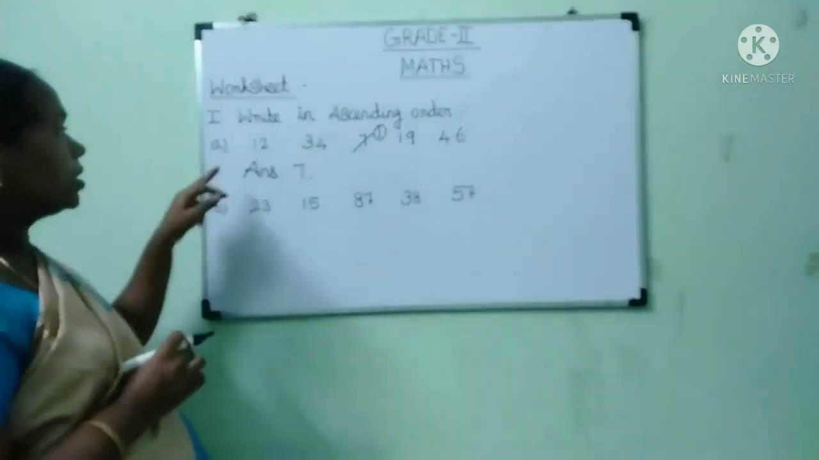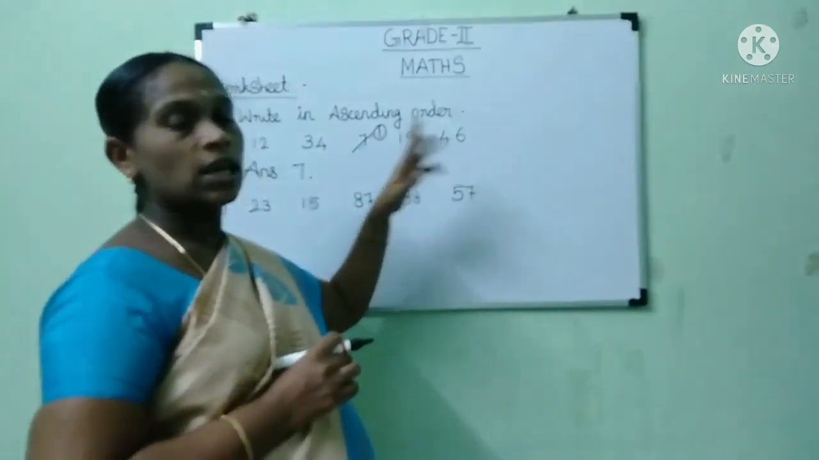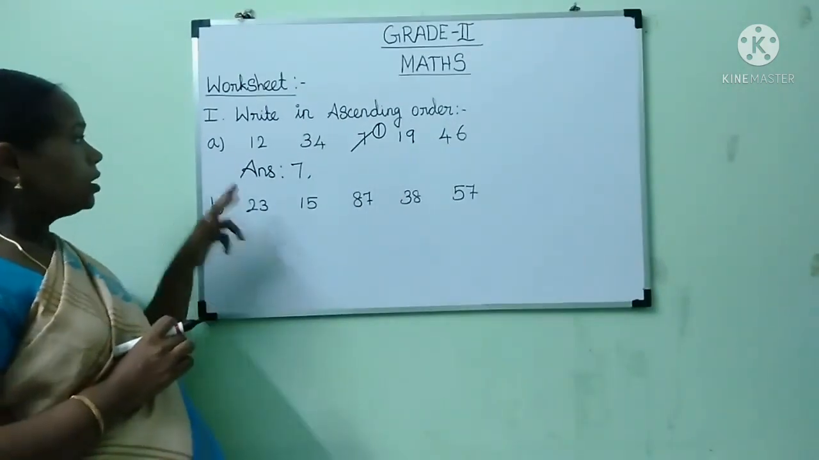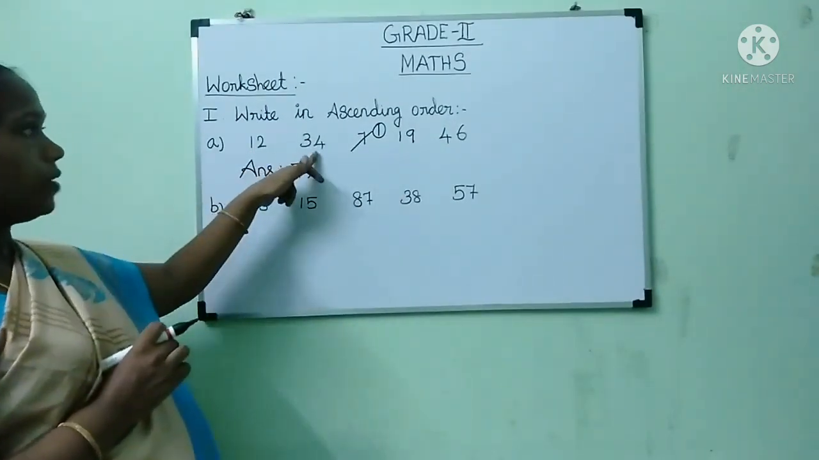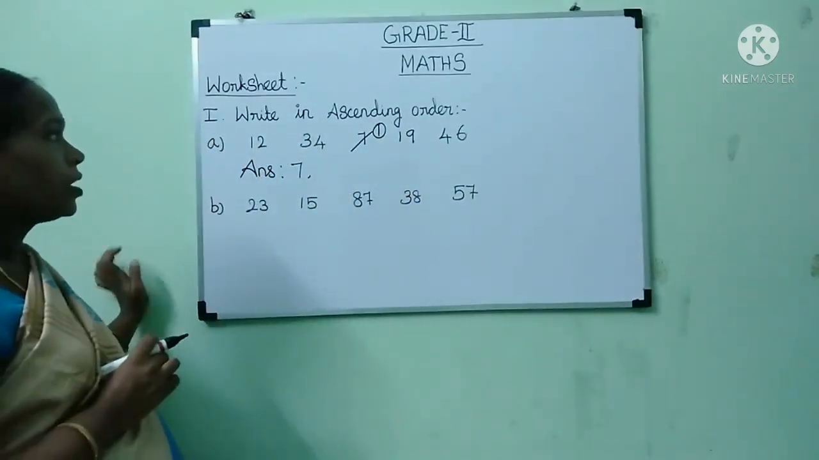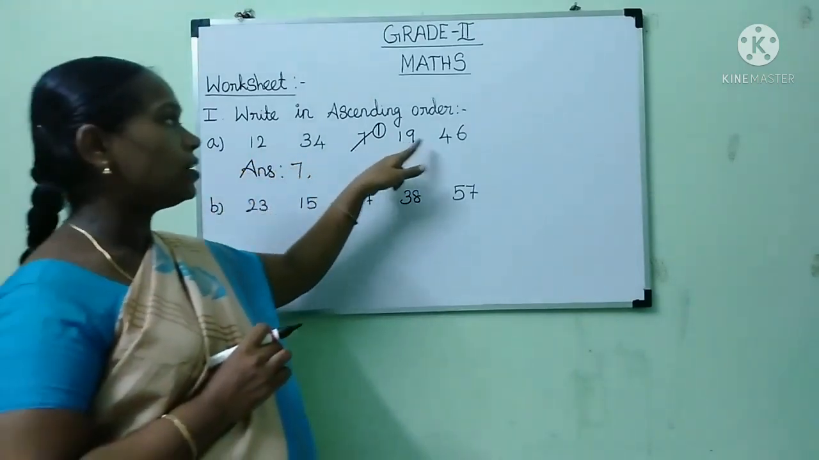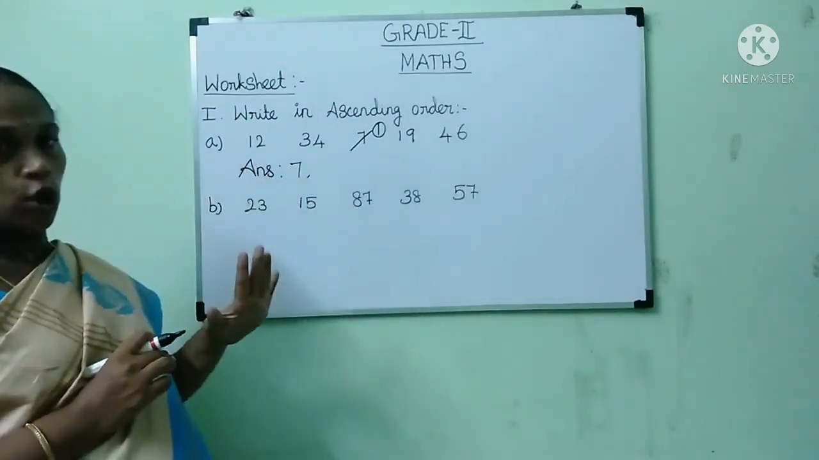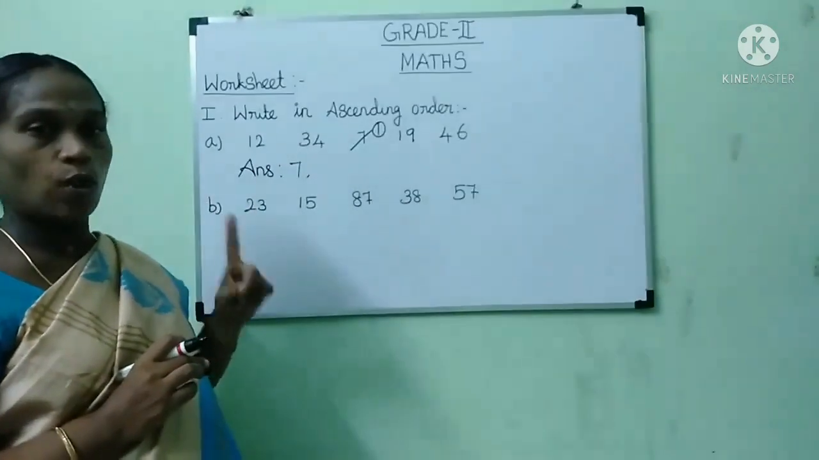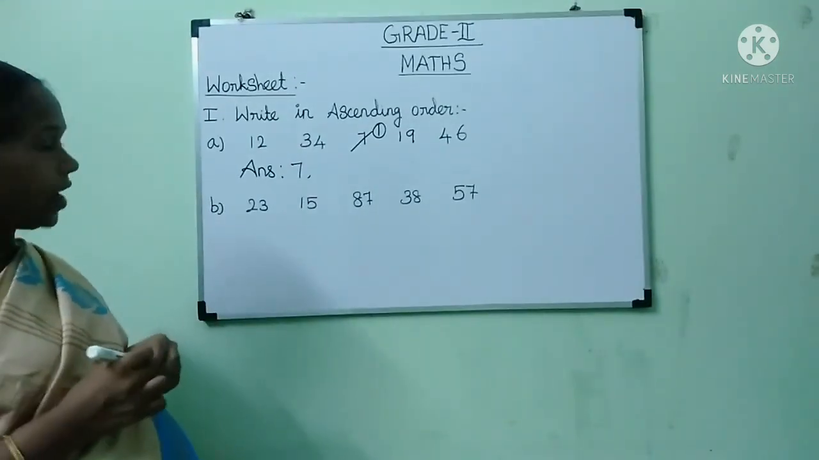Okay. The second number: 12, 34, 19, 46. Which number is the smallest number from these numbers? See, tens place 1, 3, 1, 4. 1 is the very smallest number. But here we have two numbers with 1, 1 in the tens place. So, which number is the smallest? How to find out this?